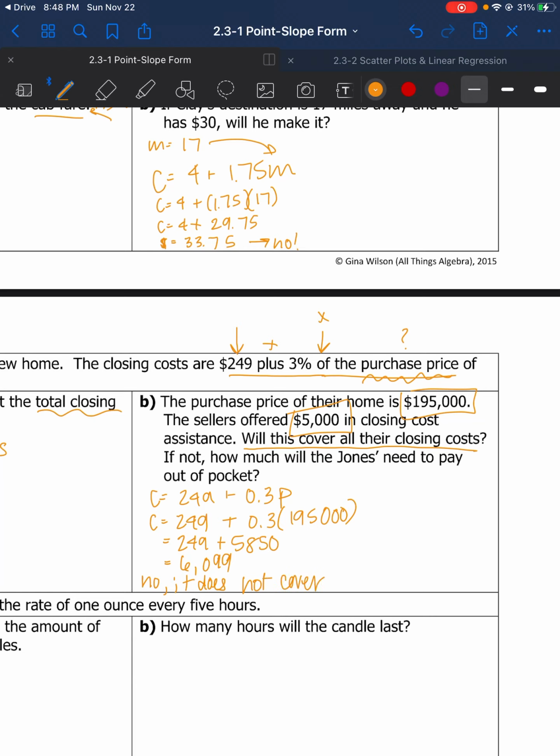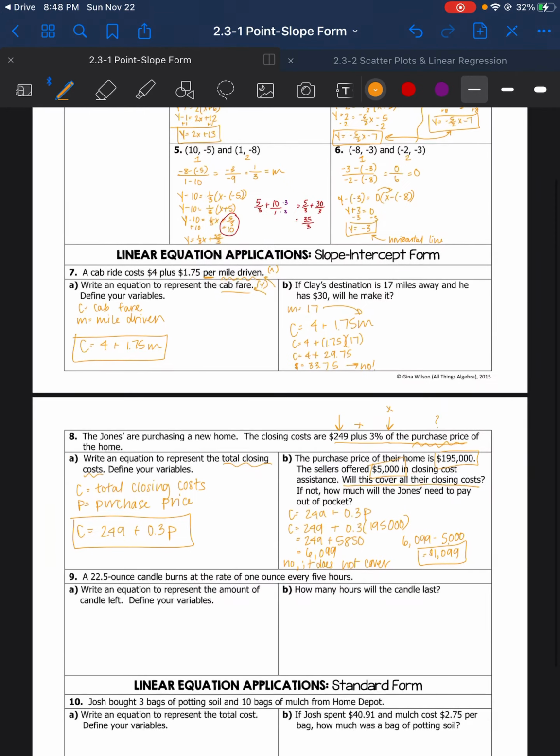Okay, and the second question is, how much will they need to pay out of pocket? So what's the difference between $6,099 and $5,000? Well, we can find out by subtracting here. $6,099 minus $5,000, and that is equal to $1,099. So this is how much they will have to pay out of pocket.